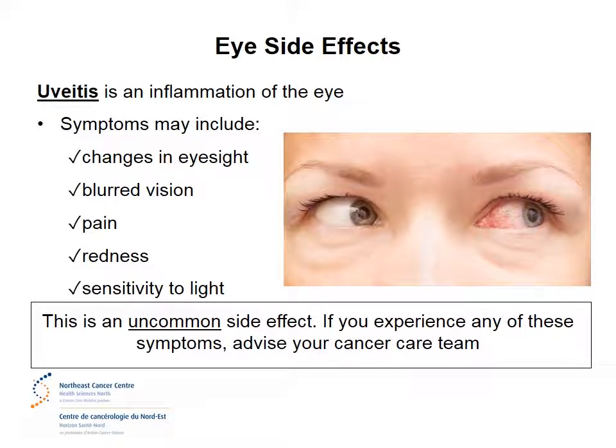Uveitis is an inflammation of the eye and is an uncommon side effect of immunotherapy. Symptoms of uveitis may include changes in eyesight, blurred vision, pain, redness, and sensitivity to light. If you experience any of these symptoms, advise your cancer care team.